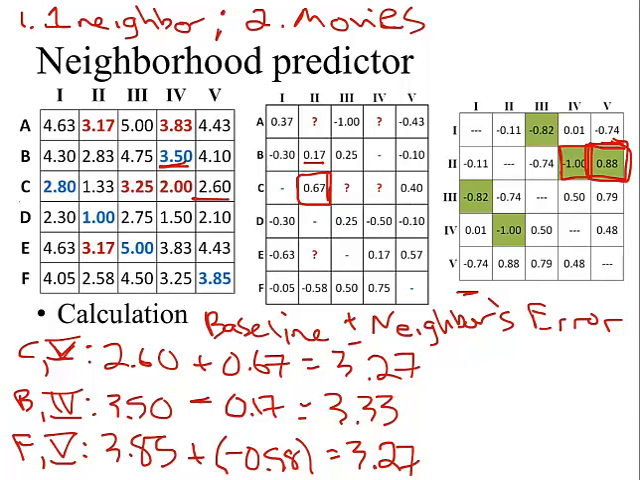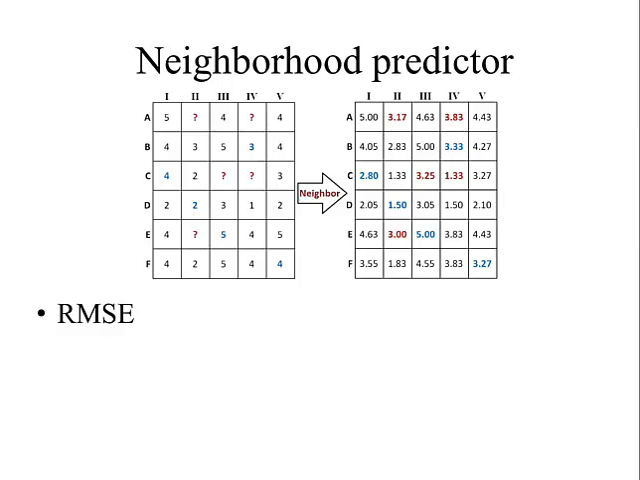Another important point to make is that in the case that the user hasn't rated the neighborhood movie, then we actually don't change the neighborhood predictor at all. So we keep the predictor exactly the same in those cases. And so if we continue along these lines, we're going to get the results shown in this table here, which basically gives the neighborhood predictor for the entire set, all the different values.